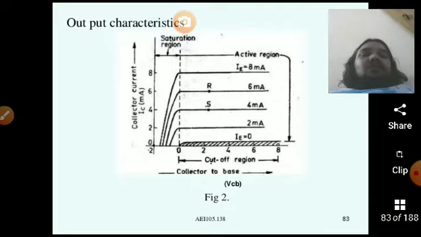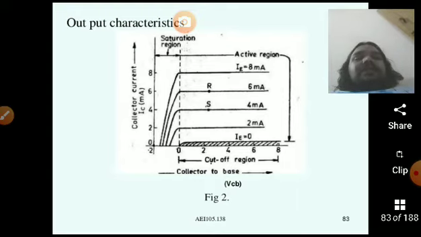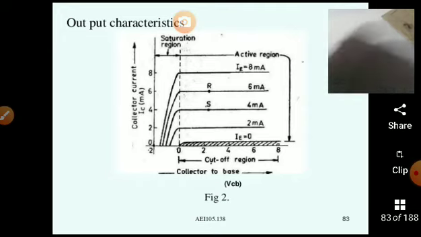where the range near 0 is the cutoff region, and above that is the active region, and the third one shown in the figure is the saturation region.